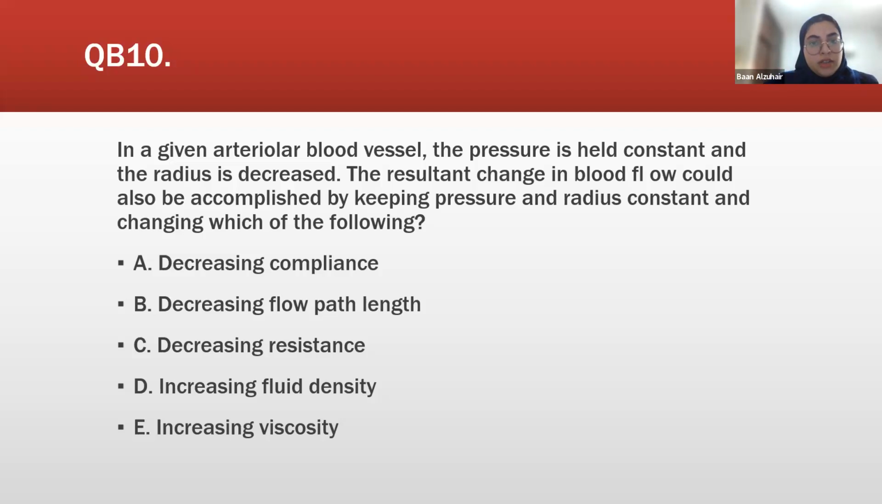The resultant change in blood flow could also be accomplished by keeping pressure and radius constant and changing which of the following. What do you call it? Options. Which one of the options could be changed that could lead to a decreased blood flow by keeping pressure and radius constant? Yes, E. Amazing, mashallah. Increasing viscosity.